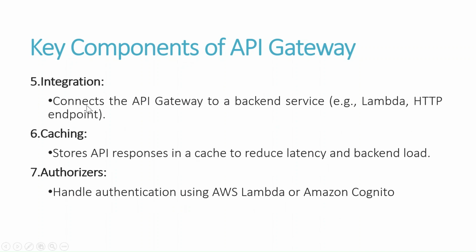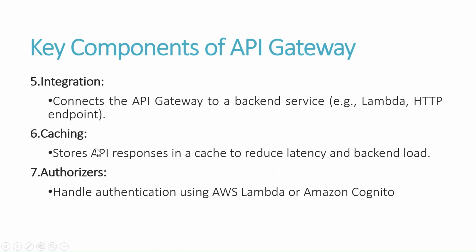And the fifth one is integration. It connects the API Gateway to the backend service, like Lambda functions or an HTTP endpoint. So it helps to link your API Gateway to the backend service where the actual work happens. It could be an AWS Lambda function to run the code, or an HTTP endpoint that connects to the web server.